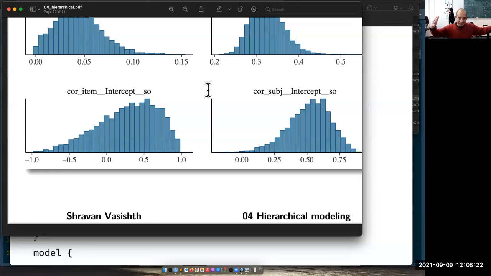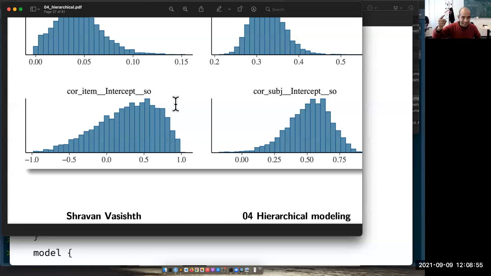Why do you think it has that shape? Because there's not very many items, so we don't have much information about how individual items in the population of items differ from one another. Exactly. So this posterior for the correlation that you're seeing here is heavily influenced by the prior, by the LKJ prior. That's why you're seeing this distinctive regularizing shape.